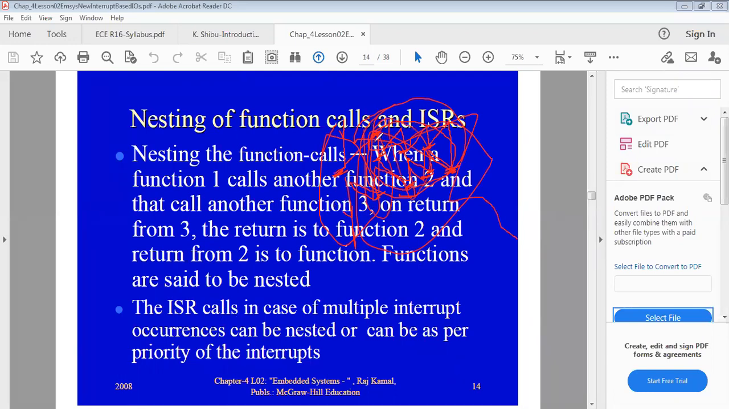This is called ISR1, ISR2, this is ISR3, ISR4. The ISR calls in case of multiple interrupt occurrences can be nested or can be as per the priority of interrupts. Already I told you the priority levels.